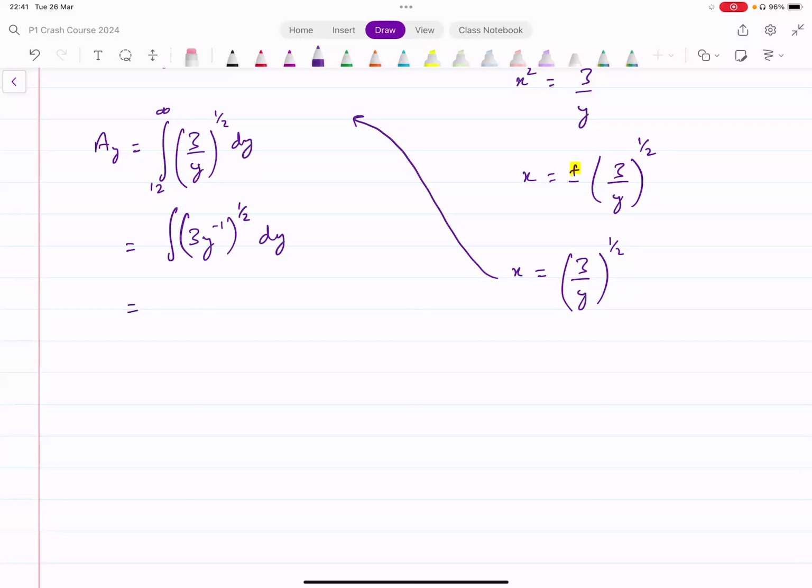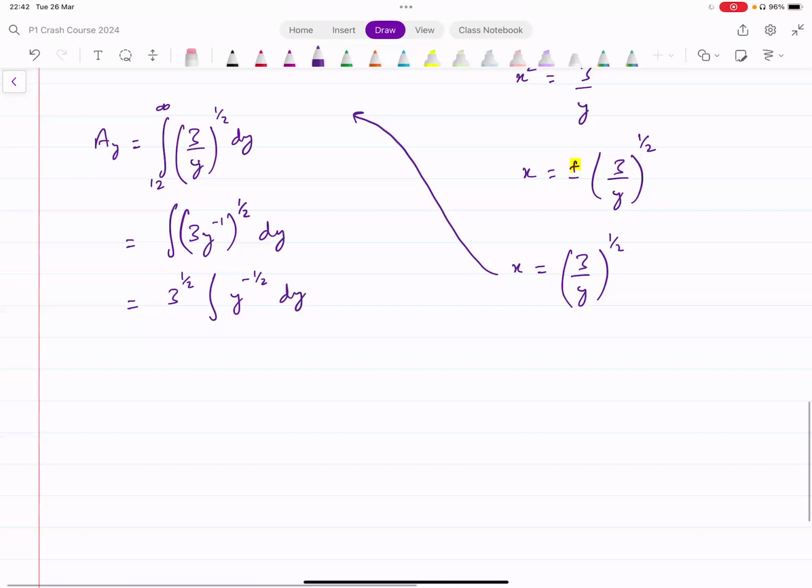How do you integrate this now? You can split the power like this. You can say it's 3 raised to power 1 over 2, right? Because it's multiplying here. So 3 raised to power 1 over 2 and y raised to power minus 1 over 2, right? Since 3 raised to power 1 over 2 is a constant, we can just write that outside the integral if we want, and that's perfectly okay. Inside, we're just left with y raised to power minus 1 over 2 with respect to y.